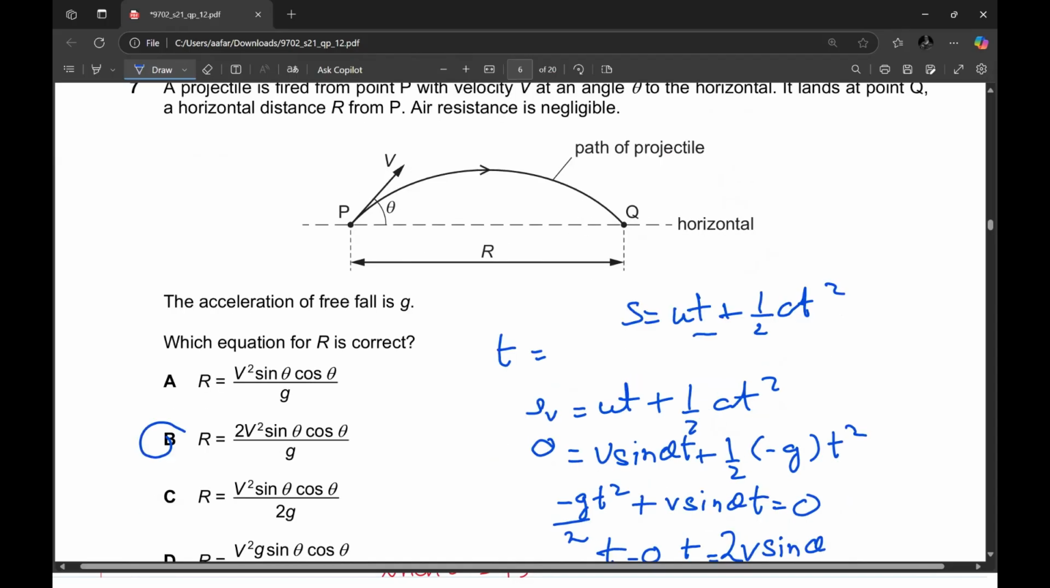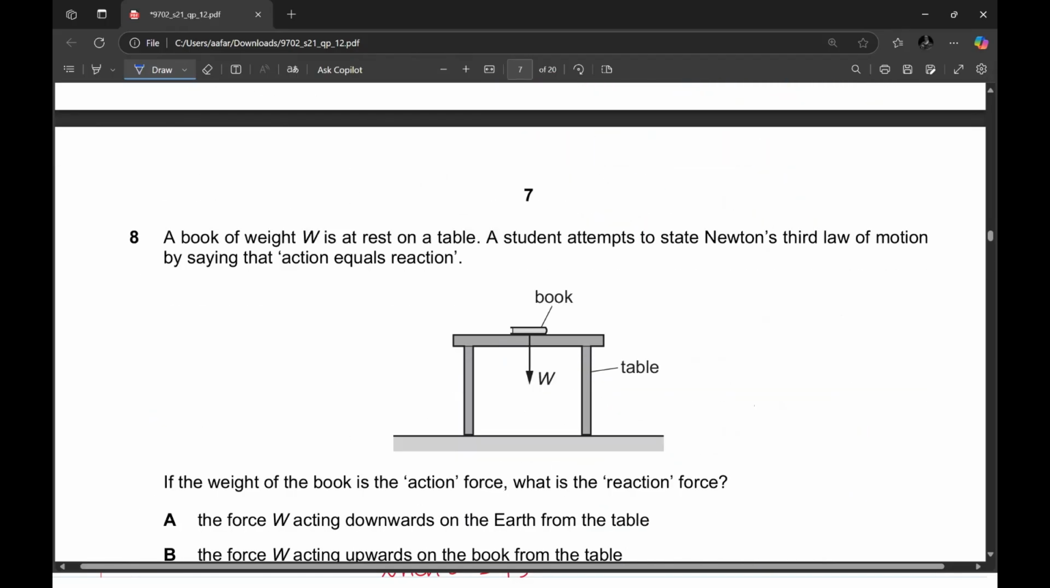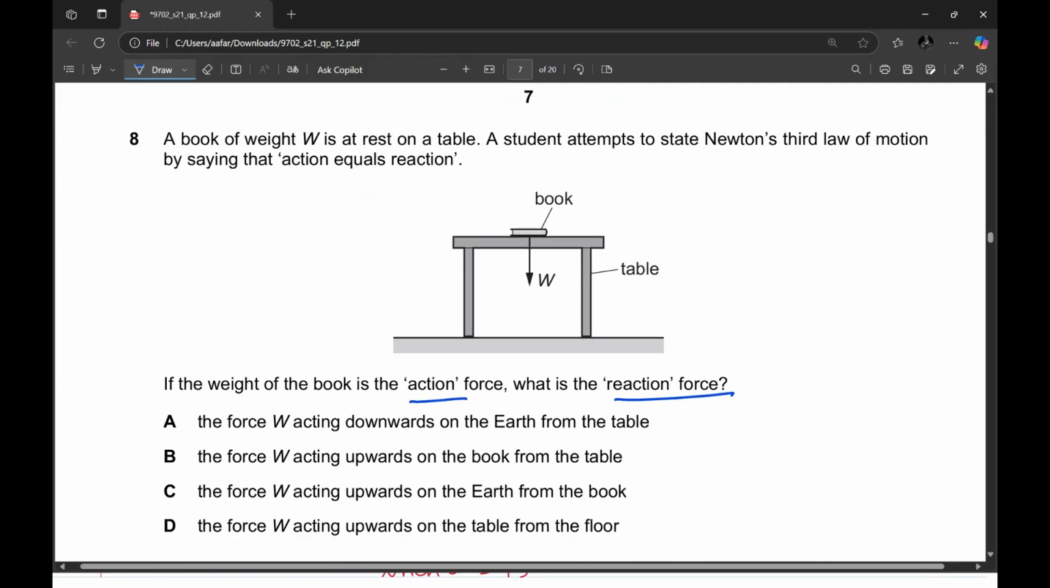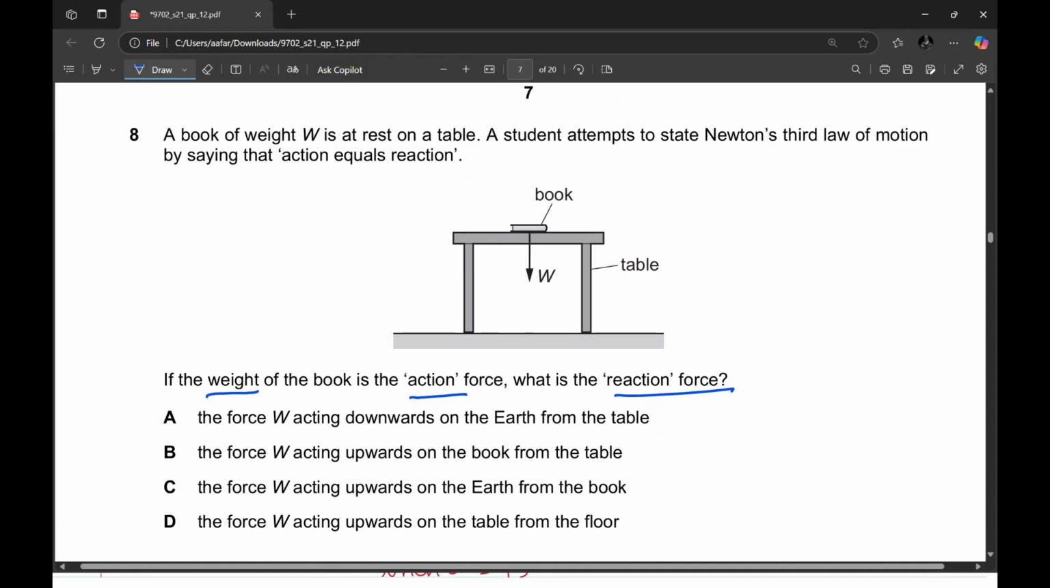A book of weight W is at rest on a table. A student attempts to state Newton's third law of motion by saying that action equals reaction. If the weight of the book is the action force, what's the reaction force? So it's talking about the weight, right? The weight is the force on the book due to the earth. So the reaction force will be the force on the earth due to the book. I think it's going to be C. Yep.